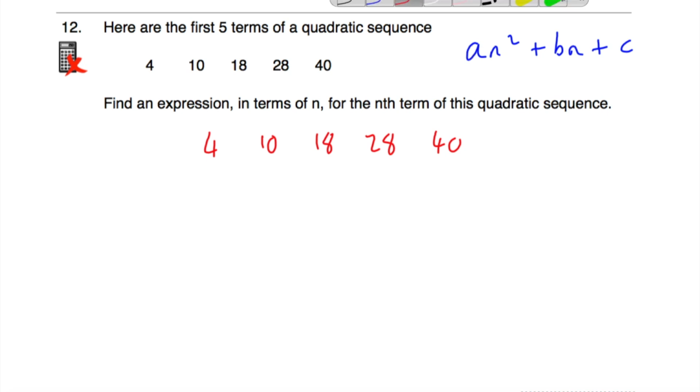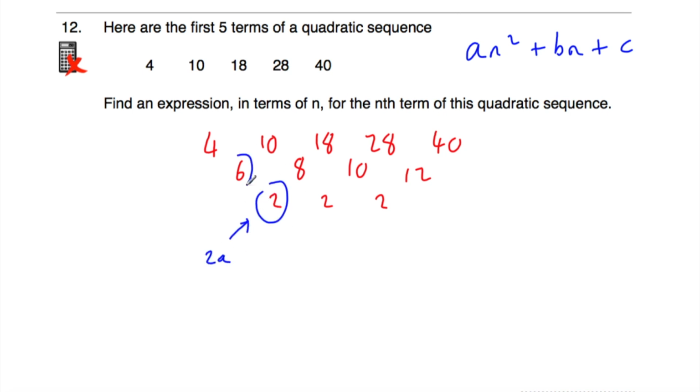So let's write down our first differences and second differences. So our first differences, and then we're adding 8, and then we're adding 10, and we're adding 12. Then our second differences would be, well, 2, 2, and 2. And they're all the same, so that's fantastic. So now our second differences, this would be equal to 2a. Our first difference is equal to 3a plus b, and our first term in the sequence would be equal to a plus b plus c. Now we just need to work out what values a, b, and c are.